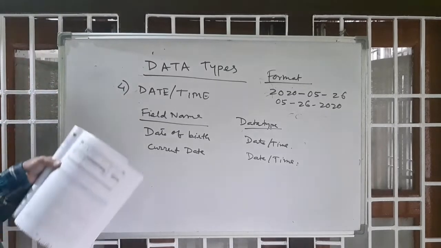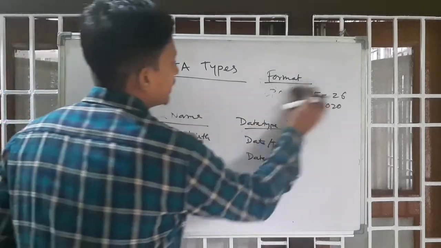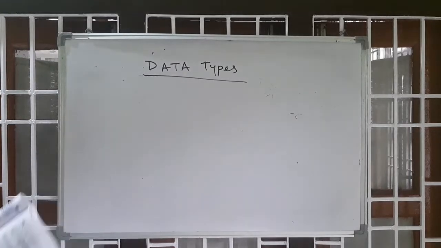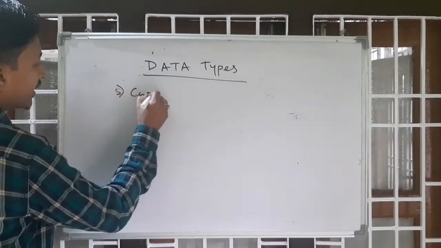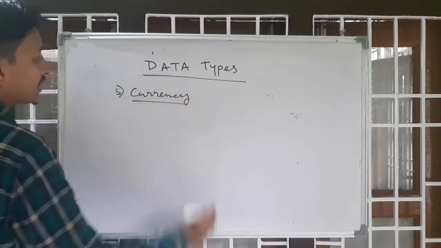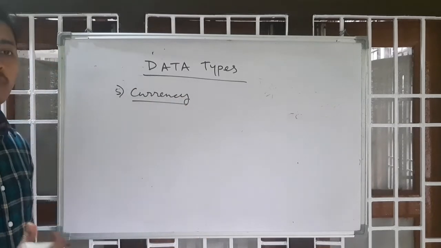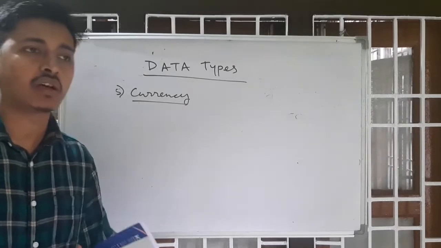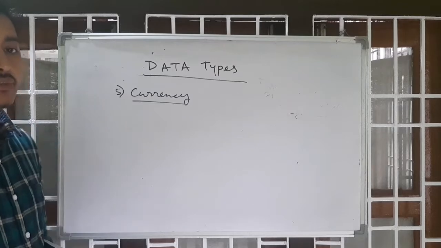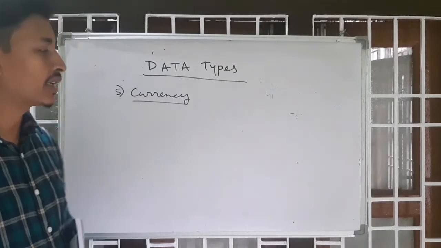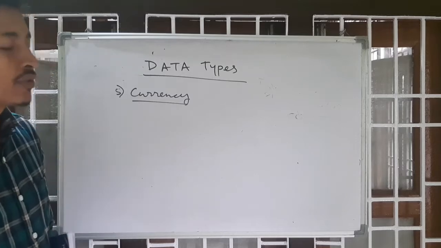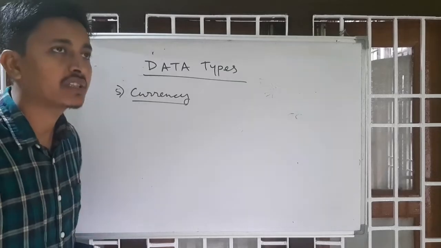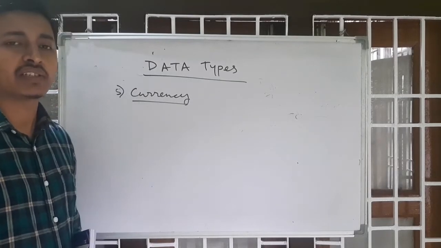Now next, number 5. Data type is currency. Currency means what? The value of money. What type of value? Which currency? Is it Indian currency or foreign currency? For example, by default, dollar is coming in MS Access 2007. But we can change it to Indian currency, Chinese currency, Spanish, any country's currency.